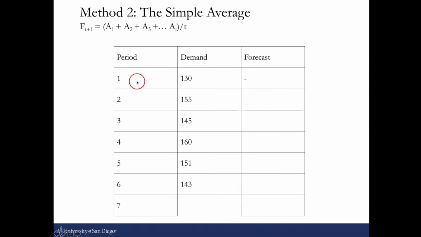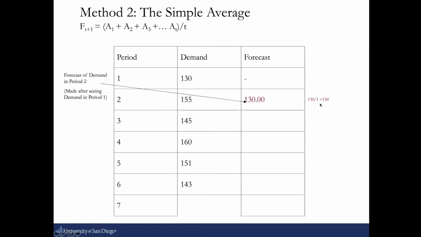All right, so we have the first period, and we use that actual demand as an initialization, and then we can start to forecast the demand for the second period. So that's going to be 130 because I have one previous realized demand, so I divide it by 1, right?